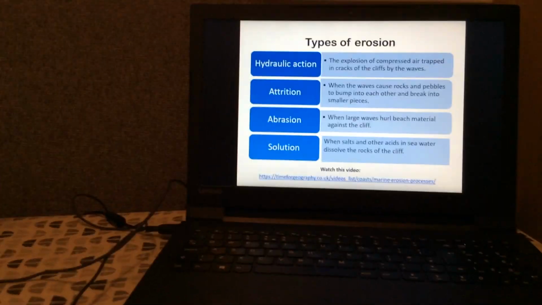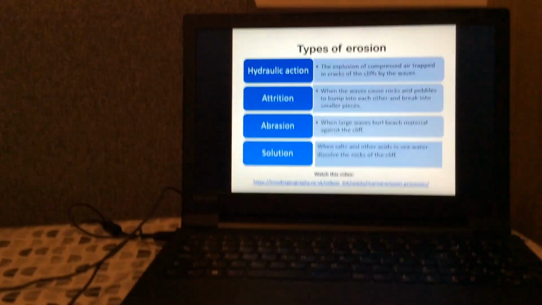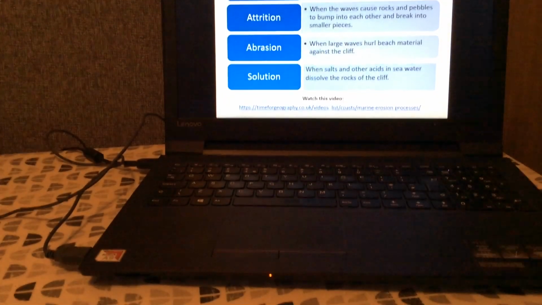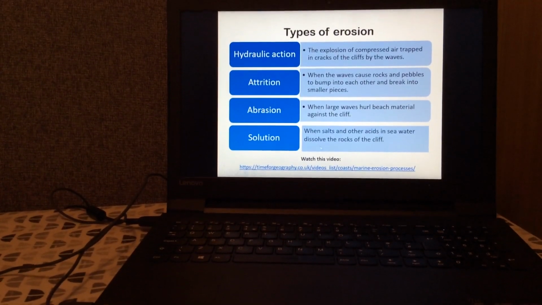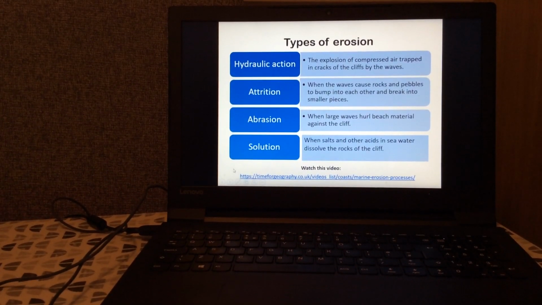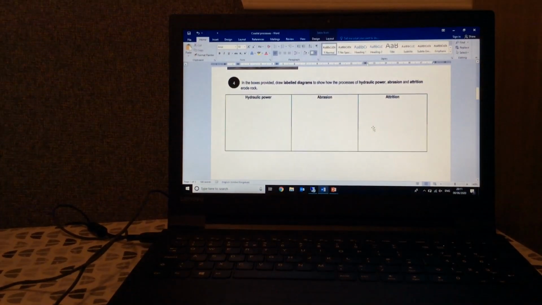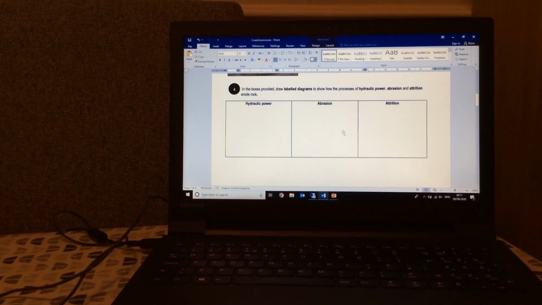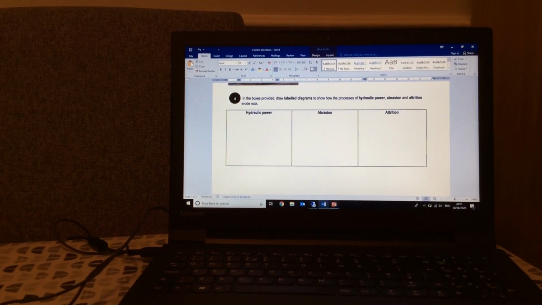Right, there's a helpful video again here at the bottom of this slide. Struggling to get this to line up nicely so you can see the PowerPoint again. Okay, might just hold it. There's a nice video at the bottom of this slide here, so go away and have a look at that. And then on your Word document from today here, label diagrams. So hydraulic action, abrasion and attrition. I'm not going to make you think of a diagram for solution because I can't.